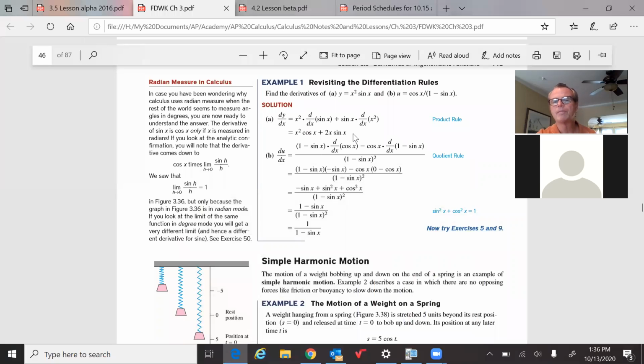And for B, you have cosine x. Now, what is it? It's u equals that. Well, don't worry about that. It doesn't matter what letter they use for the dependent variable. Cosine x divided by 1, take away sine x.